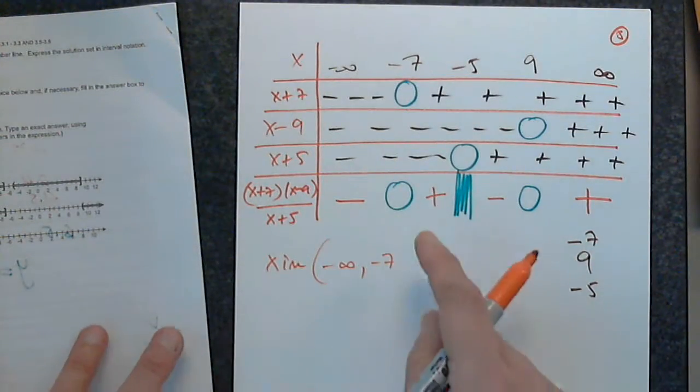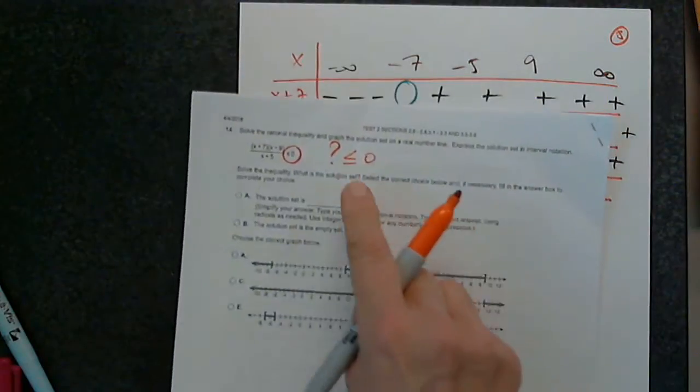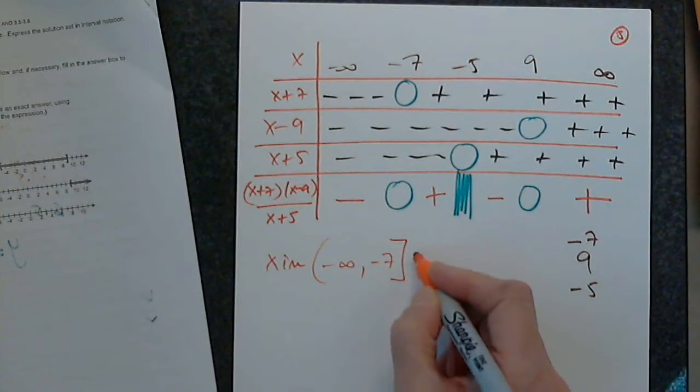Now I have to check if I choose 7 or not, because there is an equal symbol. Yes, I will choose negative 7. Union.